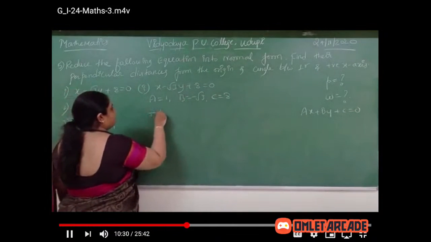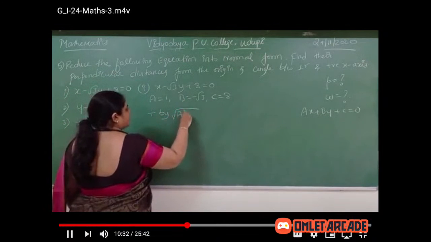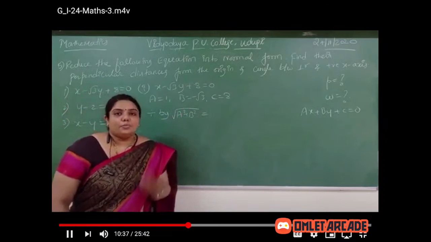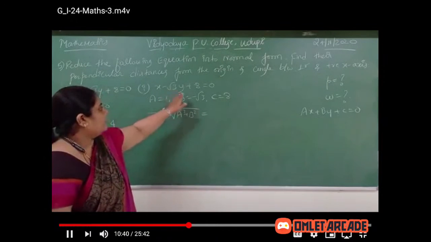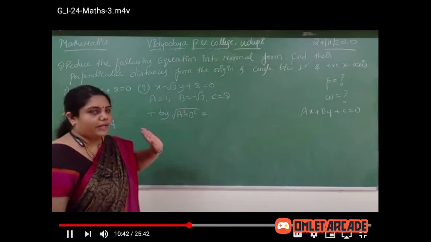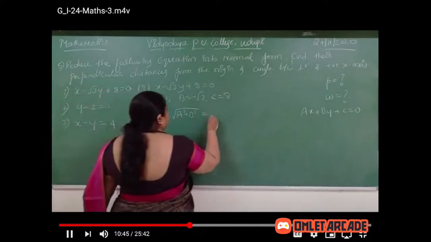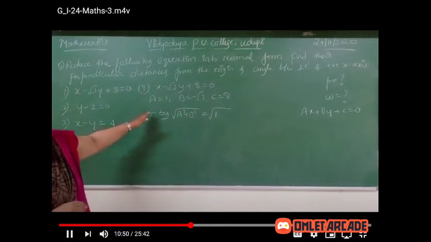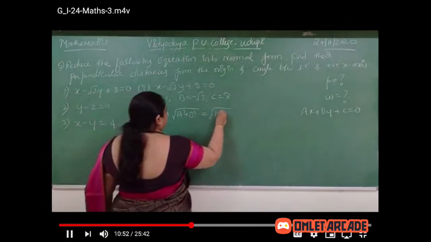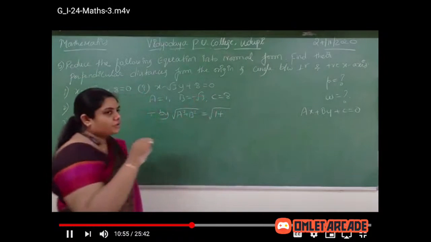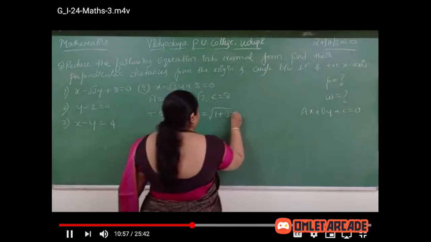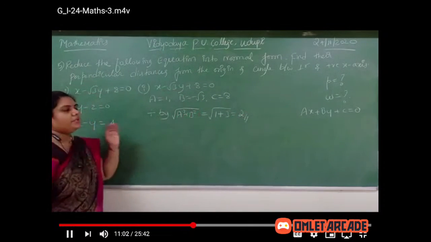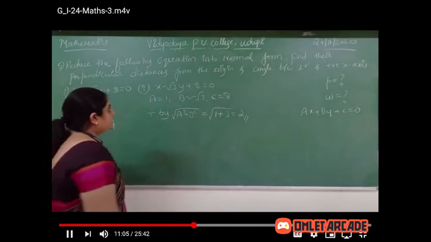And I told you, divide throughout the equation by root of A square plus B square. I mean that it will be easy for you to convert into normal form. So divide throughout the equation by root of A square plus B square. So what will you get here? Root of A is what? 1, isn't it? So 1 square is 1, B is minus root 3, whole square is 3. So is it again 2? Root 4 is 2, isn't it? So you have to divide the throughout equation by 2.